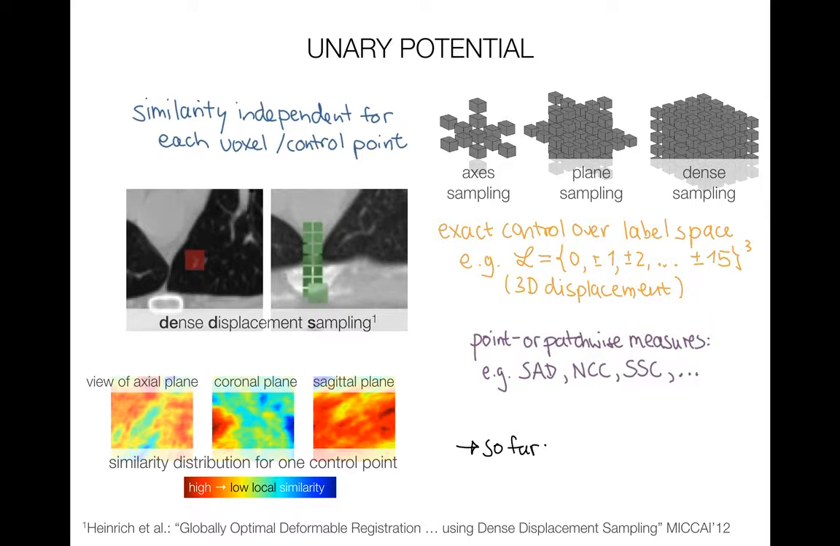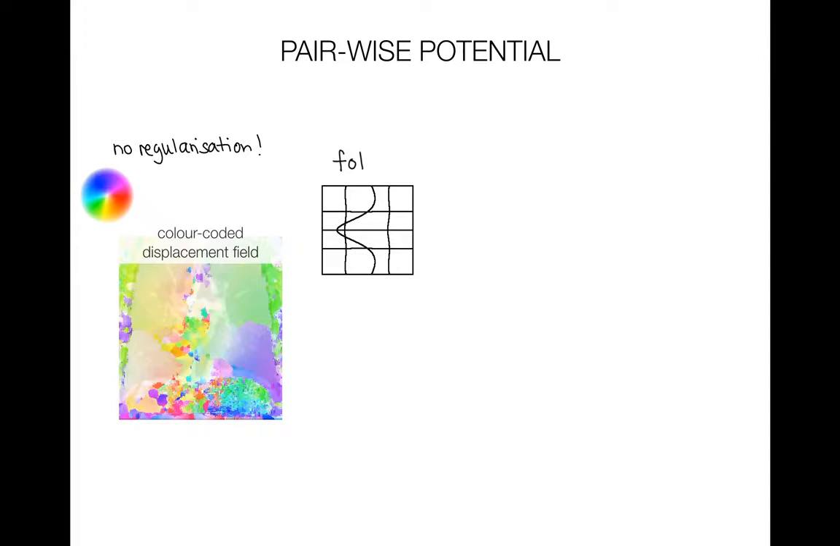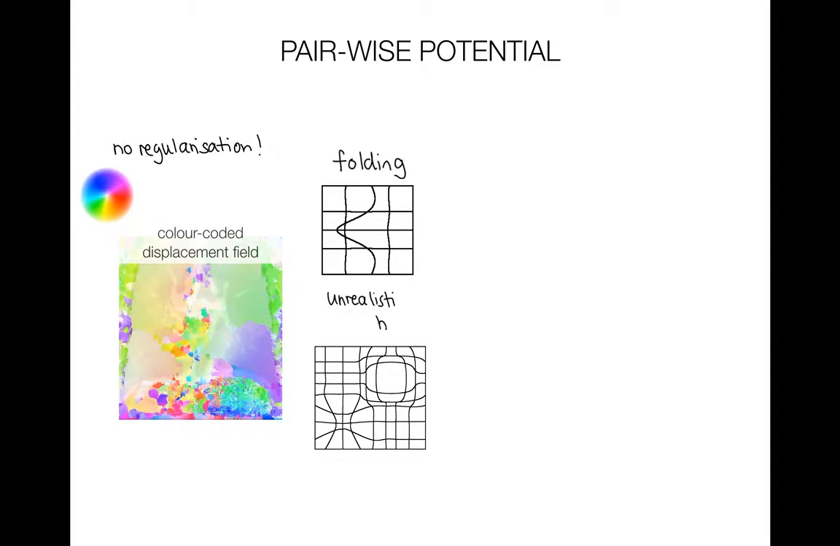But up to now, we haven't included any regularization. And this means that the resulting displacement field, which I will show here in a certain specific color coding for 4D-CT registration, may contain many implausible irregularities. For example, folds in transformation or unrealistic local volume change.